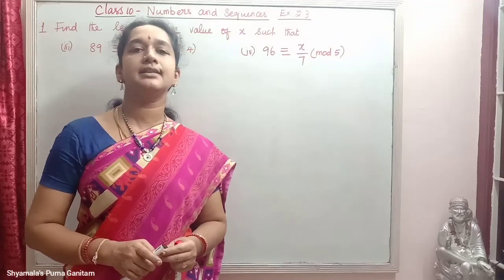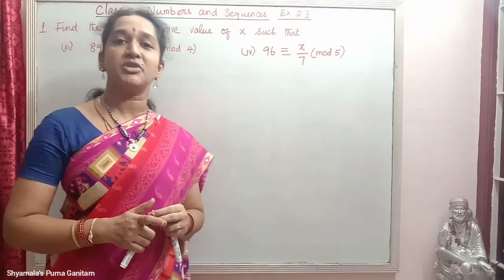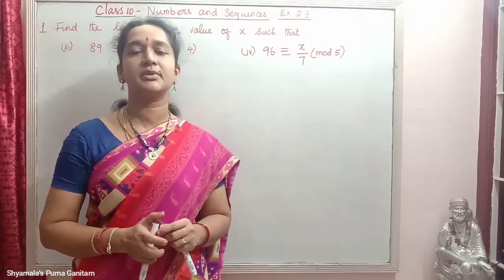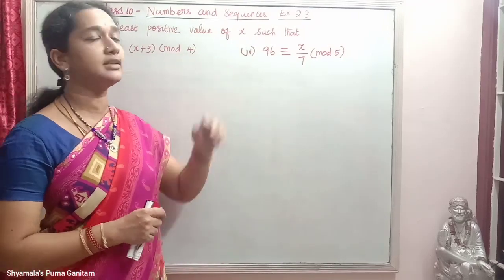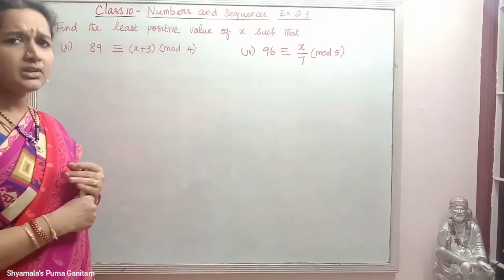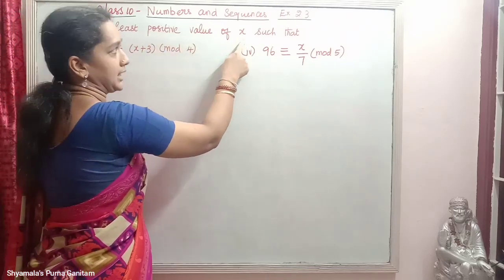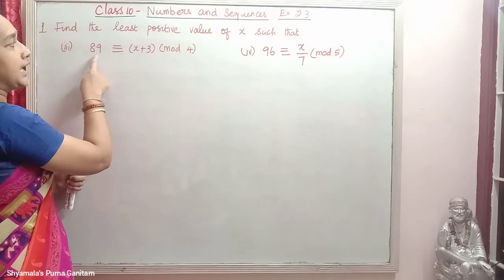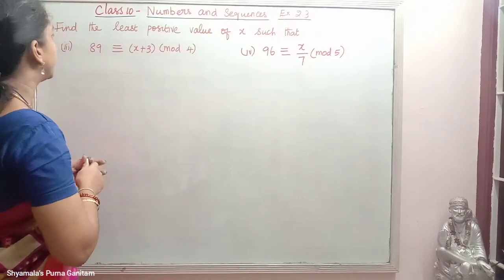Good morning students. In this class I will be doing class 10 Samacheer Kalvi syllabus or matriculation syllabus, second chapter, Numbers and Sequences. In that, the third exercise, exercise 2.3. First subdivision: find the least positive value of x such that 89 is congruent to x plus 3 modulo 4.